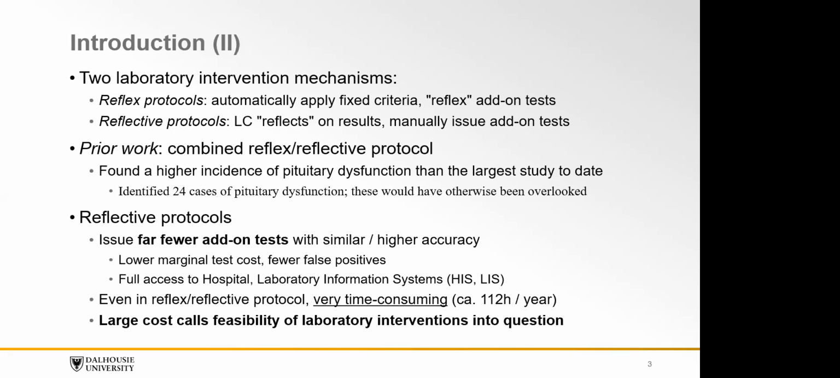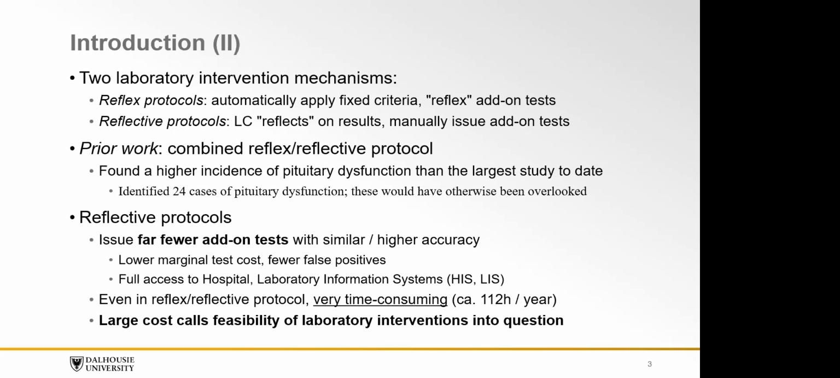So in prior work, we actually combined these two mechanisms into a single protocol. We had a reflex mechanism that retained initial test results based on certain criteria, and then a reflective process commenced. We found a higher incidence of pituitary dysfunction than the state of the art. We identified 24 cases of pituitary dysfunction that would have otherwise been overlooked. So it was quite successful in that regard.